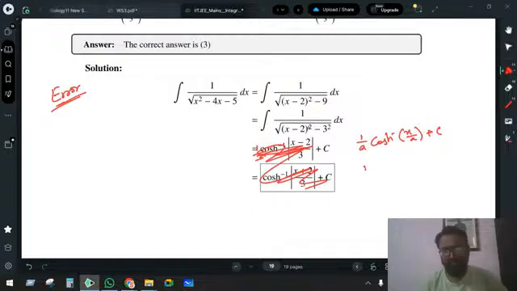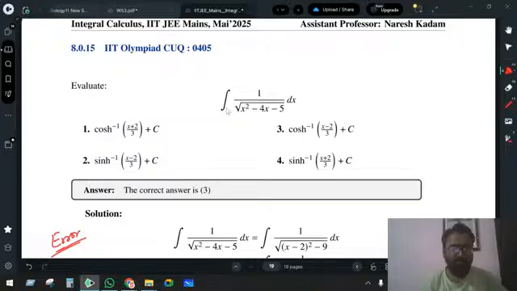So it will be 1 by 3 cos h inverse x minus 2 by 3. With x minus 2 there is no issue. It works like x only, but with 2x minus something, it becomes damaged. One coefficient has to come by 3. Okay, so what is this problem number? This is problem number 15.